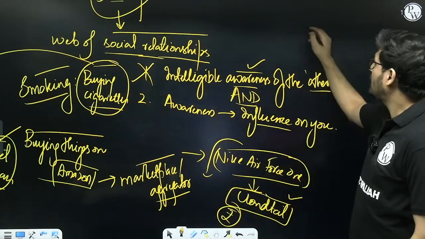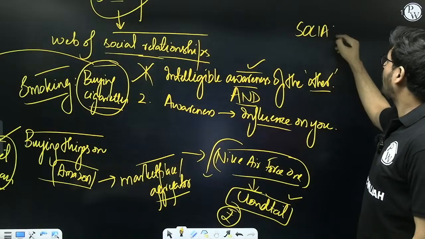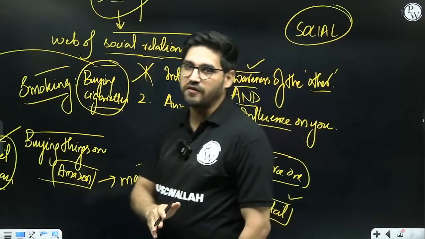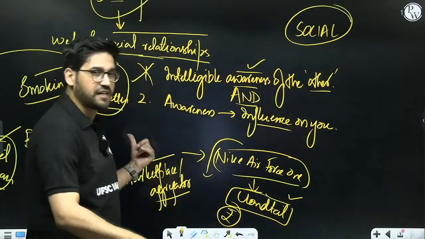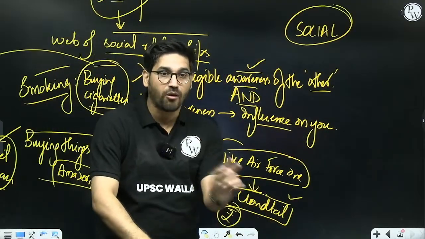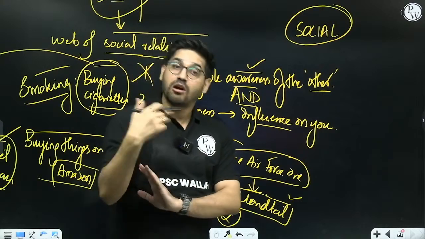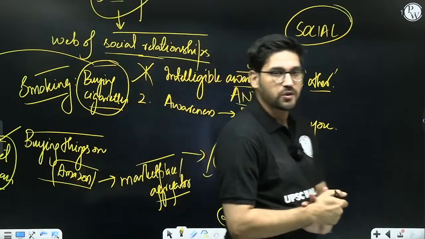So social is a broad category. There can be other types of relationships which are also social. For example, in this case, an economic relationship can also be a social relationship. Similarly, biological relationships can also be social.